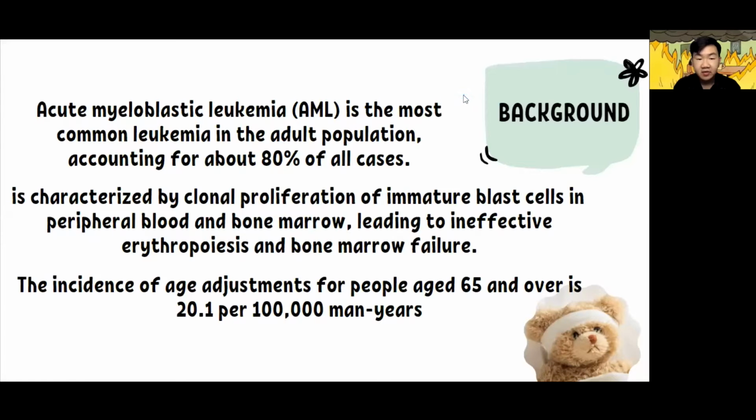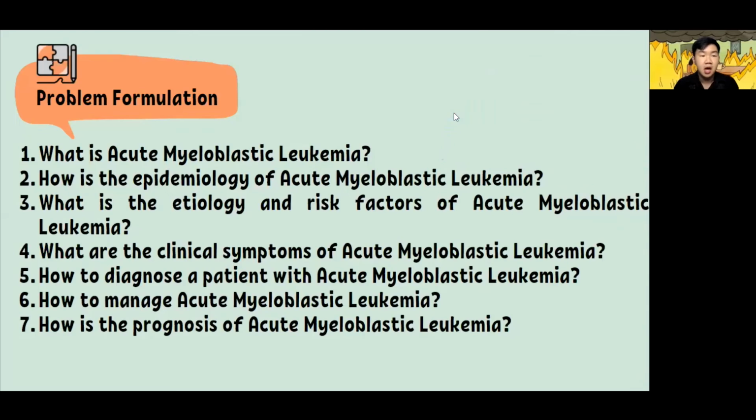Greetings everyone, my name is Adiva Buana Putra Pratama, and I'm here to tell you about the background of our student project. The first one, acute myeloblastic leukemia or AML, is the most common leukemia in the adult population, accounting for about 80% of all cases. AML is characterized by clonal proliferation of immature blood cells in peripheral blood and bone marrow, leading to ineffective erythropoiesis and bone marrow failure. The age-adjusted incidence for people aged 65 and over is about 20.1 per 100,000 men per year.